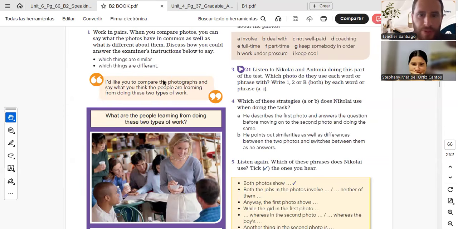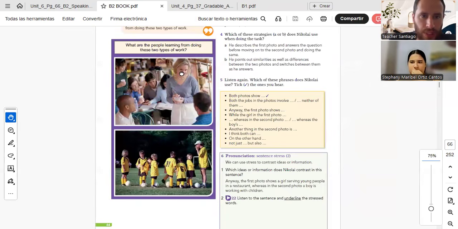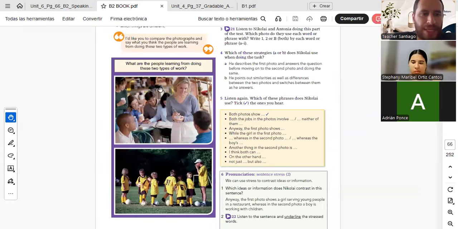Give me a moment, I'm going to move Adrian. So let's check the images. These are the two photos. And you have to answer, keep in mind this. But let's wait a moment.